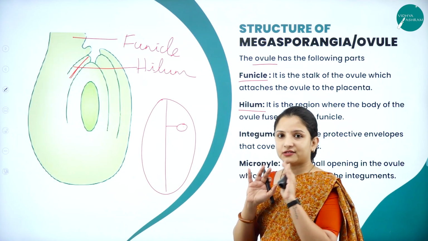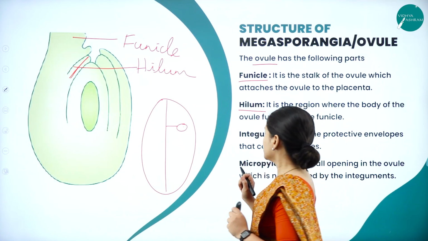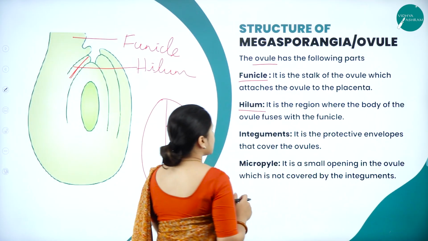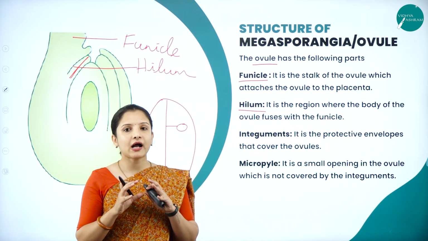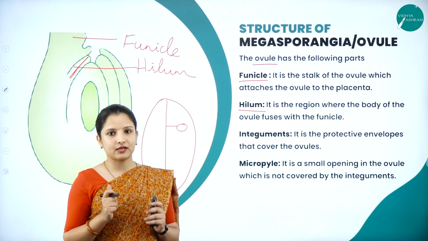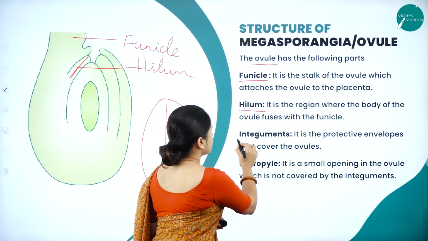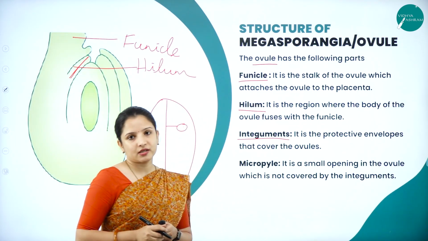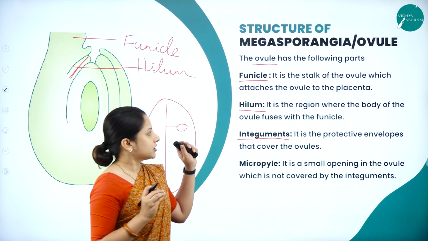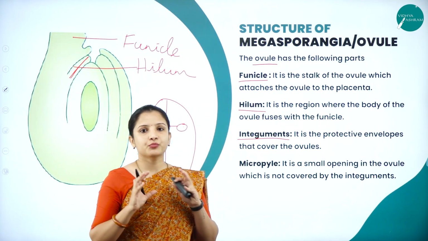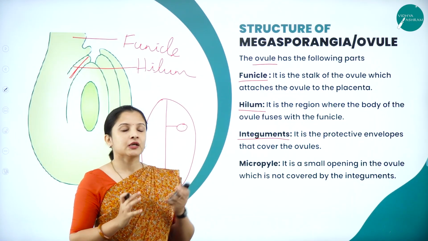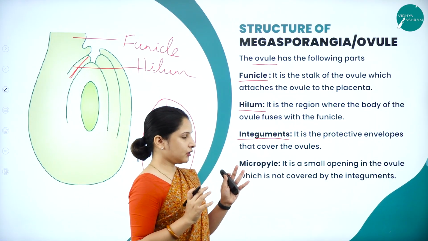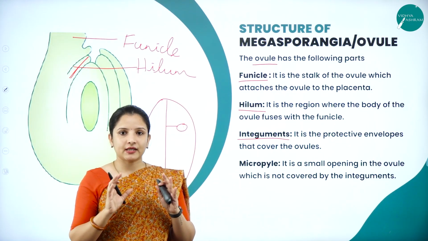So the ovule has to be protected. So here also the ovule has integuments. Integuments are nothing but coverings or hard layers or hard coverings. They are called the integuments. So the ovule is protected by the integuments. The integuments act as a protective envelope. Envelope is nothing but to cover. They act as a protective envelope and they cover the entire ovule.